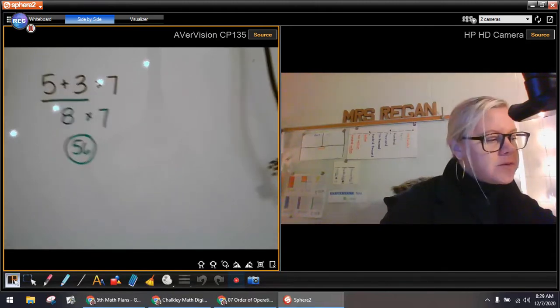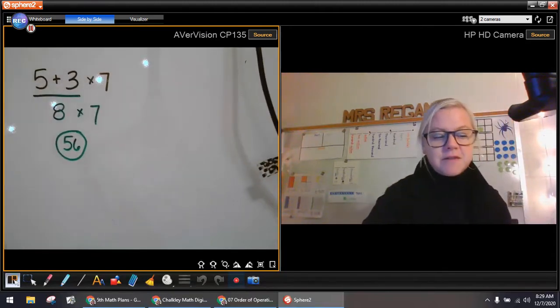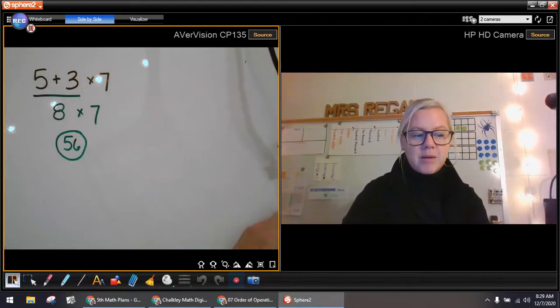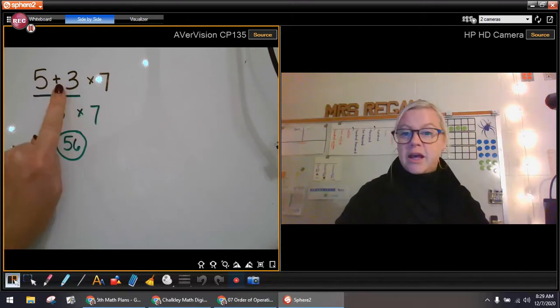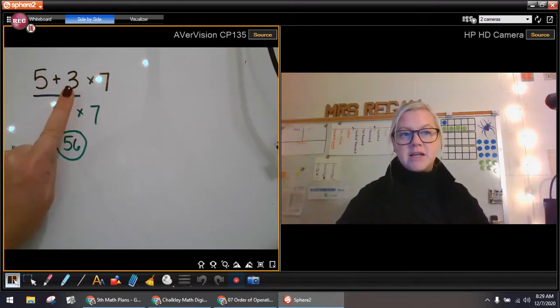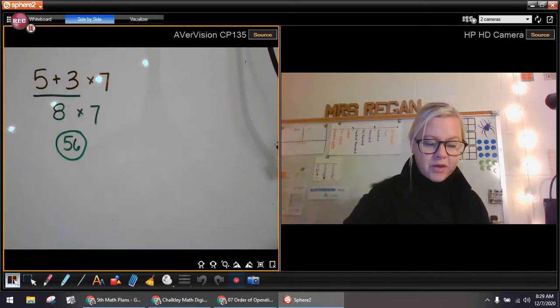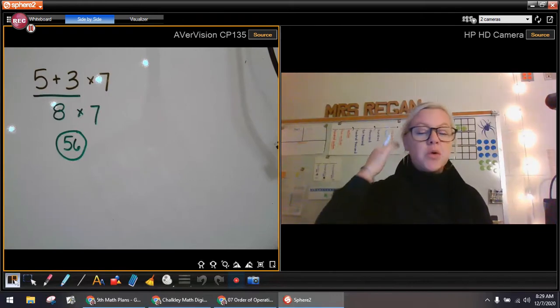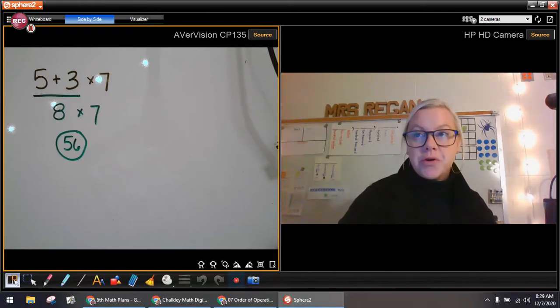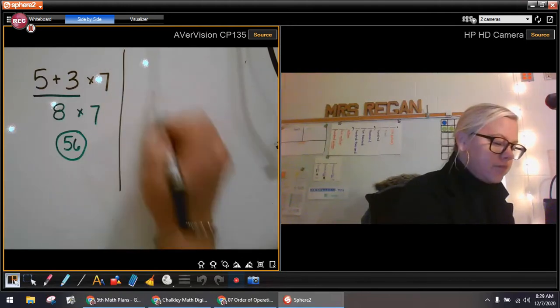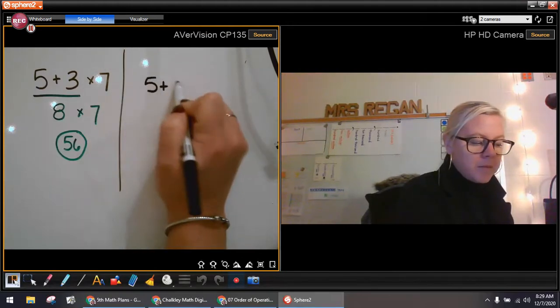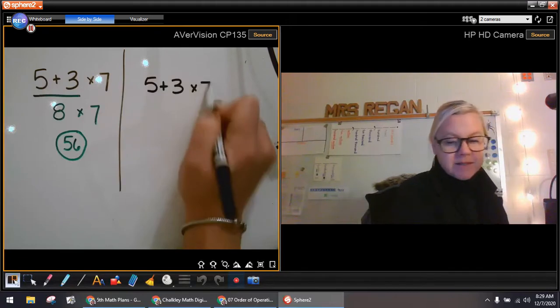What if I told you that there was a specific order that you have to follow when you're doing problems like this with more than one operation, meaning addition and subtraction and multiplication and division all in one? Well, there's a specific order that you have to use, and it's called order of operations. So let's look at this problem again. 5 plus 3 times 7.